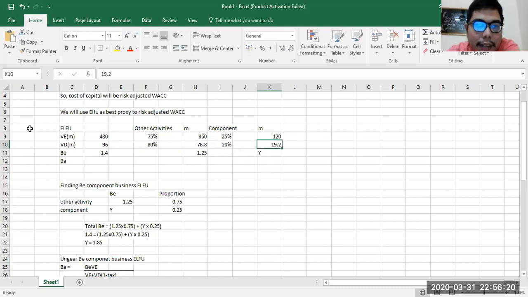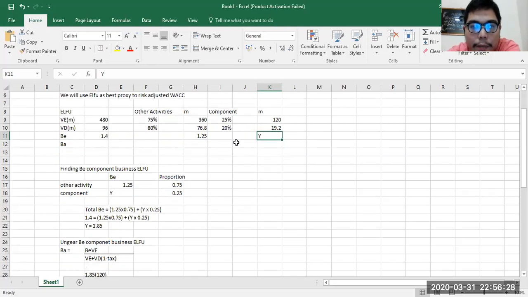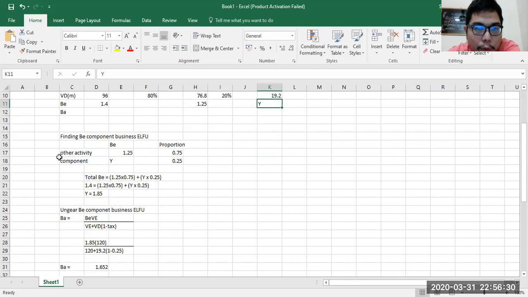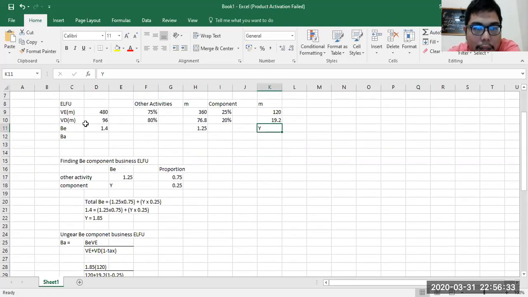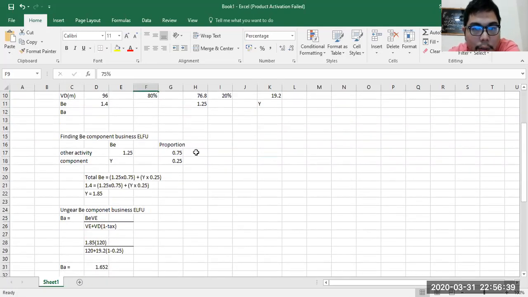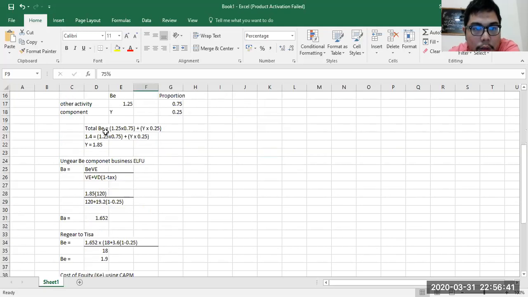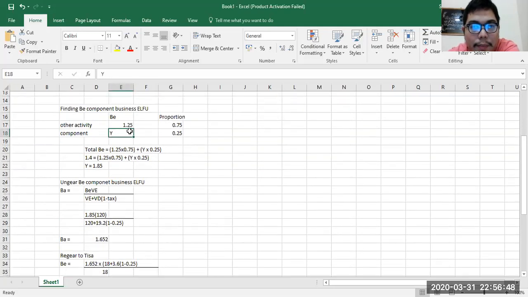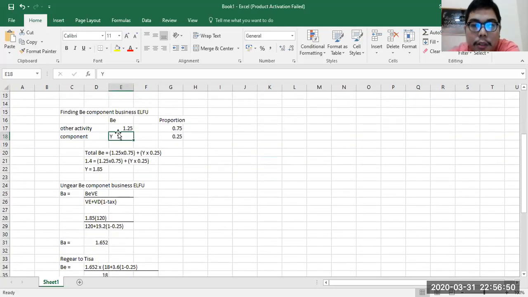It's been given that the beta equity for the other activity is 1.25. You do not currently know the beta equity for this component. So let's proportion it. The equity is currently 75% for the other activity and 25% for this one. So total beta equity is 1.25 times 0.75 plus, you label this beta equity as Y, which is unknown because you do not know it.